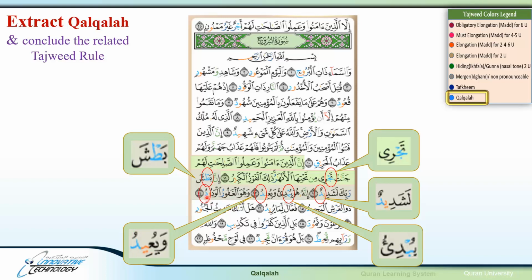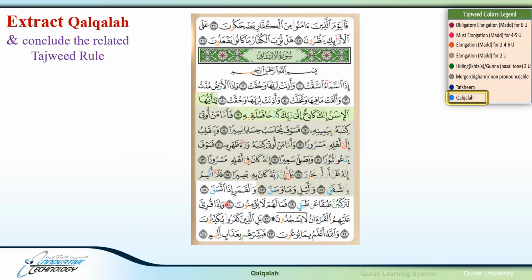Next is al-wadud. Dal here is again at the end of the word, at the end of the ayah, and it doesn't have a shadda, so the hukum is intermediate qalqalah. Wadud. Tajri. Batcha. Shadid. Yubdi'. Yu'id. Al-wadud. Next, more examples in another group of verses.